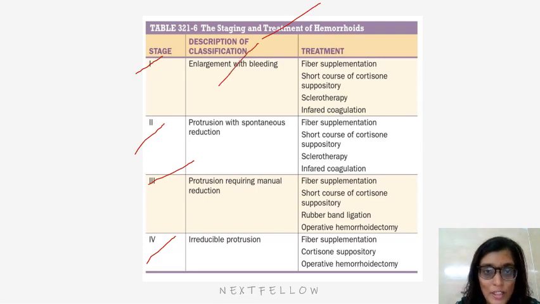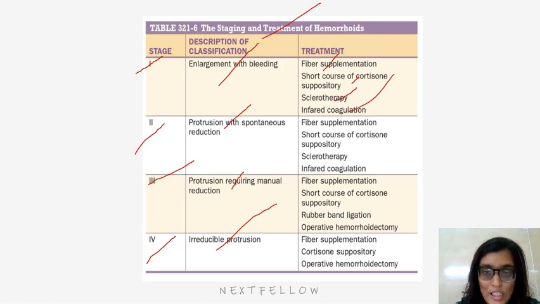First stage is enlargement of the hemorrhoids with bleeding. Second is protrusion with spontaneous reduction. Third one is protrusion requiring manual reduction, and fourth is irreducible protrusion. Treatment is increased fiber supplementation, short course of cortisone suppository, sclerotherapy, and infrared coagulation.